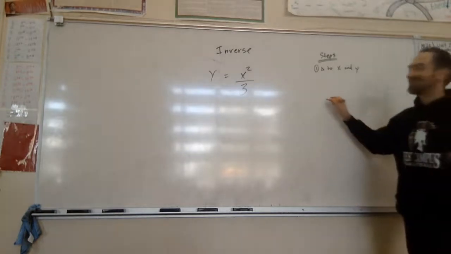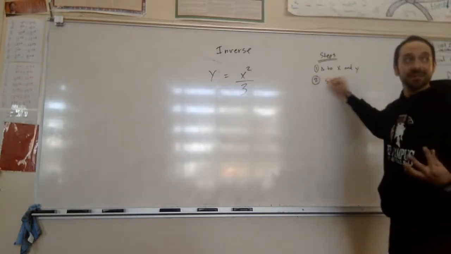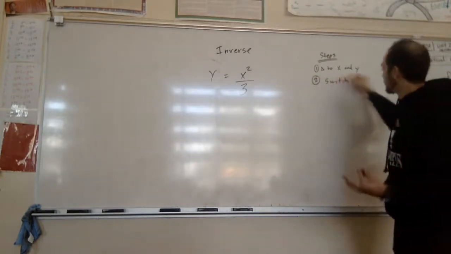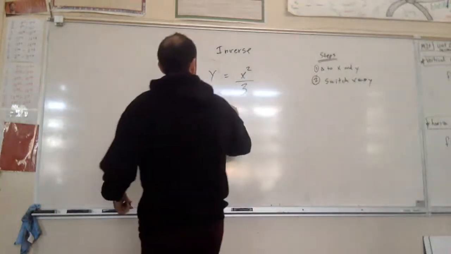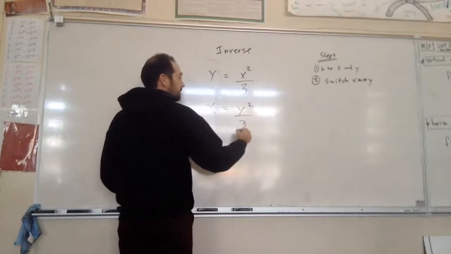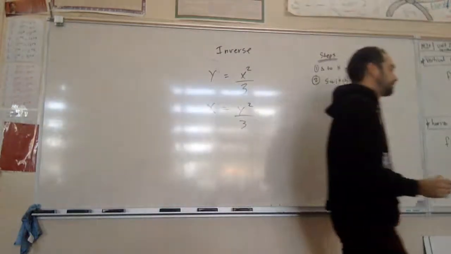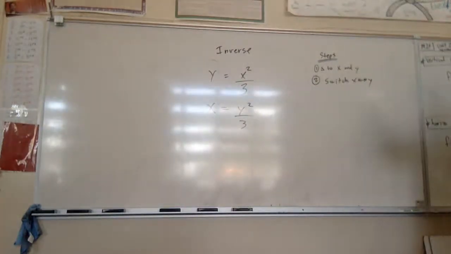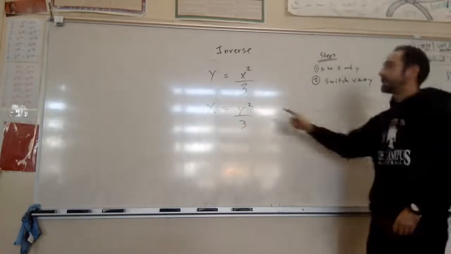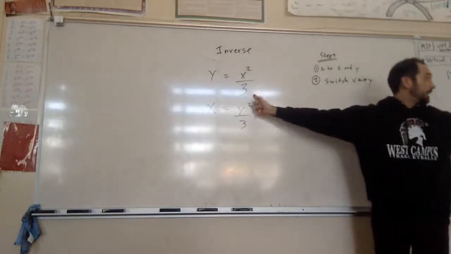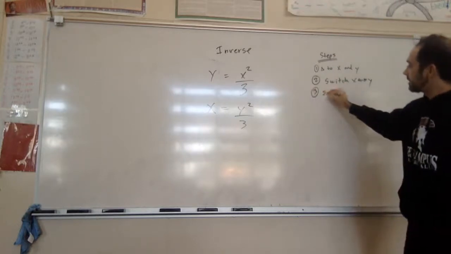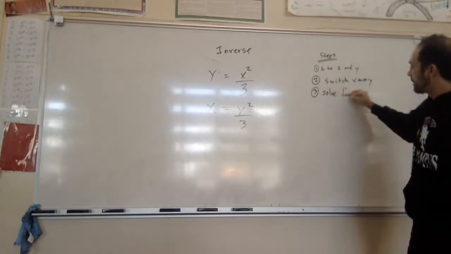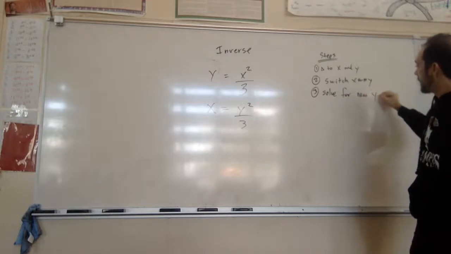Then step 2. Switch, right? Switch your x with your y. Let's do it. X is equal to y squared over 3. Step 3. I did change this. If you're wondering why it's different than that, it's because I changed it. All right, now step 3, solve for new y.